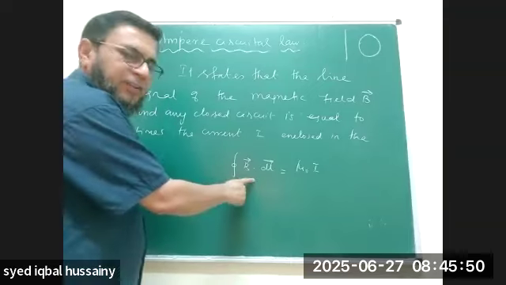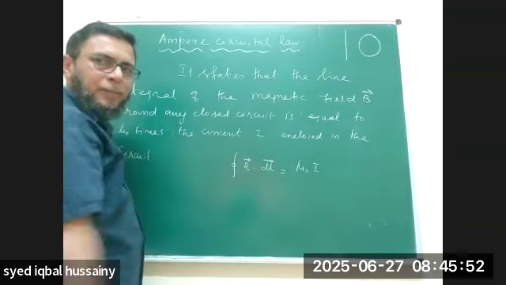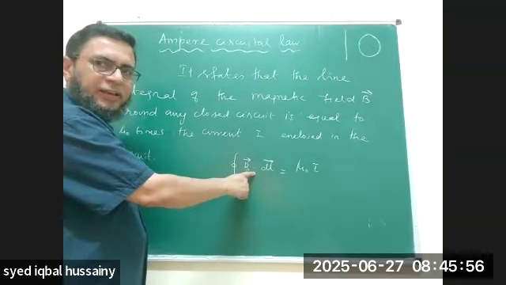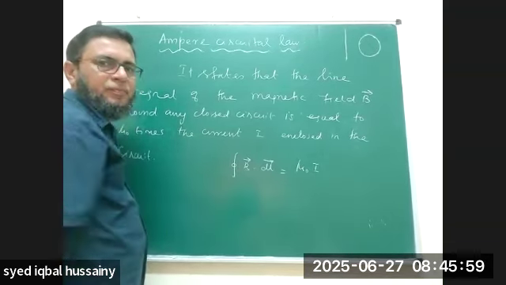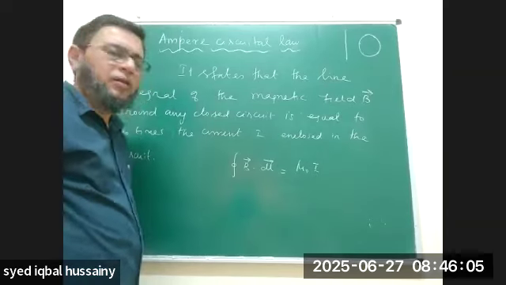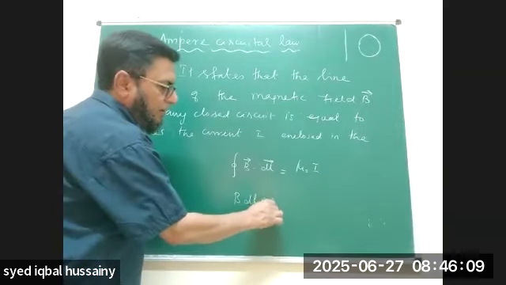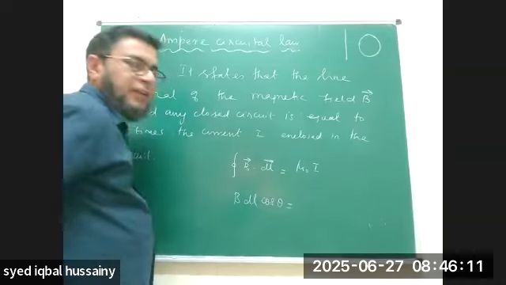If the dot product is there, if I remove the dot product, what should I write here? 11th standard. If I remove the dot here, what should I write? Normal form: B dl cos theta. Very good, Rishit, very good. B dl cos theta.